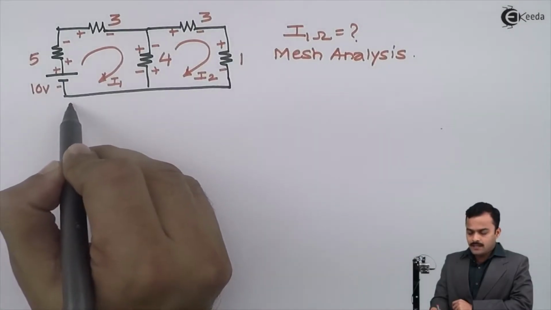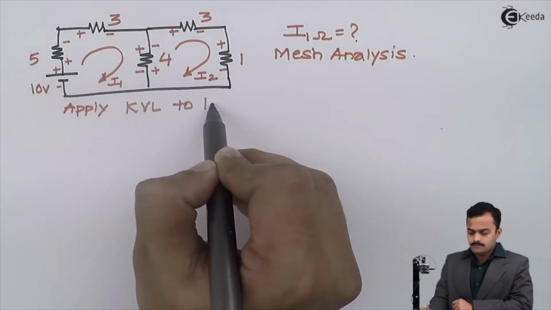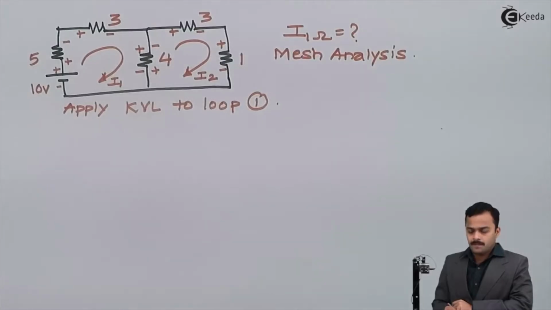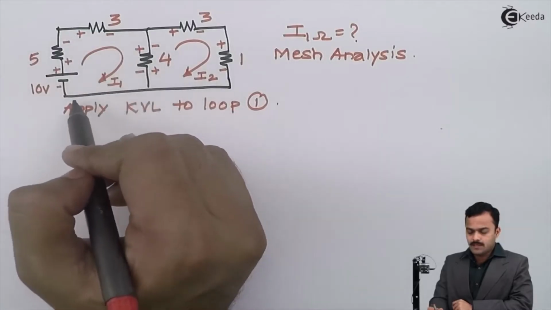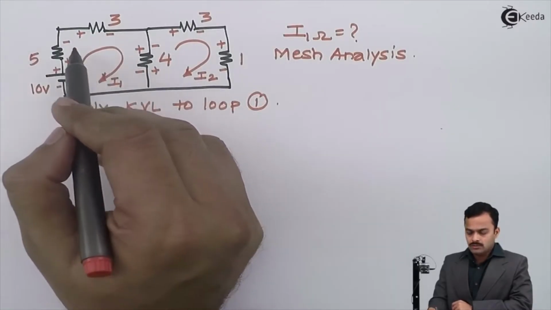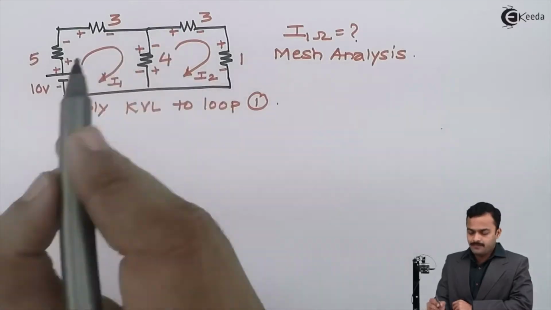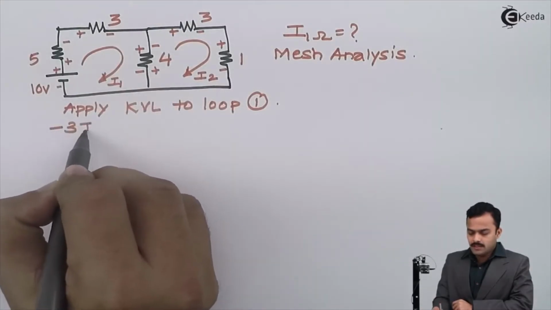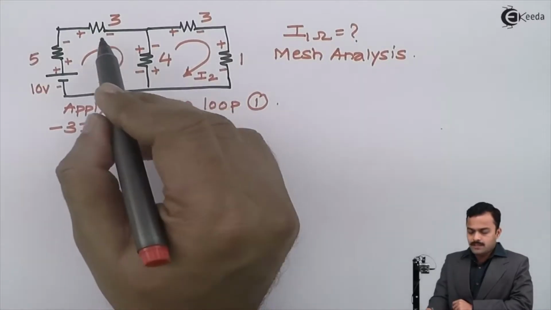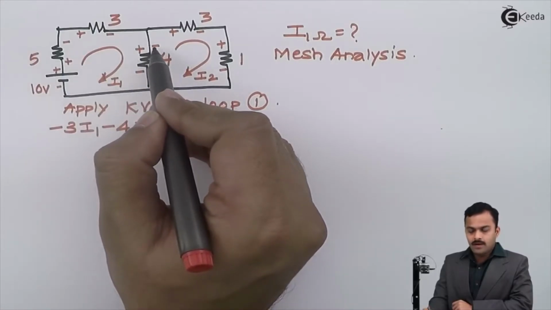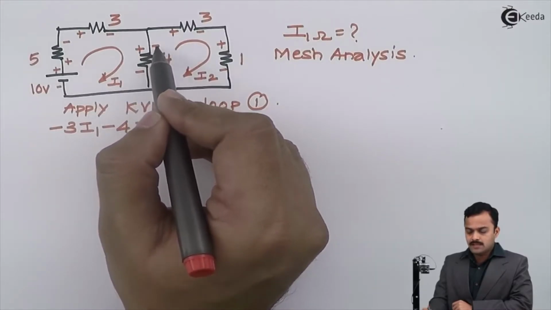Then I apply KVL to both the loops. So apply KVL to loop 1. I will start from this point and will come back to the same point after tracing this path in the direction of current only. In the direction of current, I am having first a voltage drop, that is plus minus voltage developed. So I will mention it as minus 3I1. Similarly for this 4 ohm, minus 4I1. In the direction of path, I am having one more voltage, that is minus plus. So the voltage polarity is changing from minus to plus.